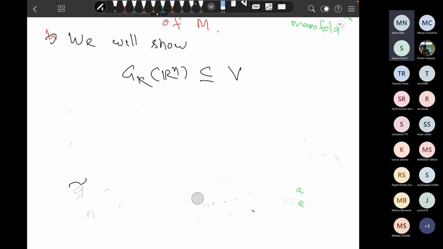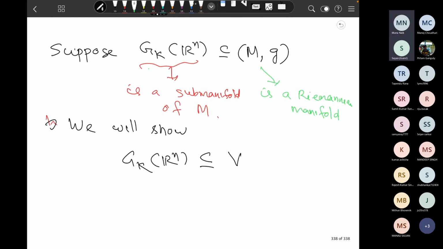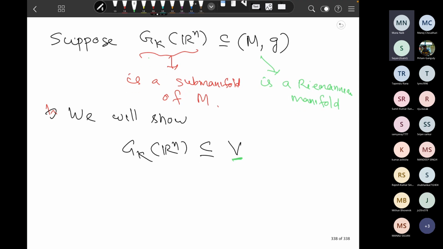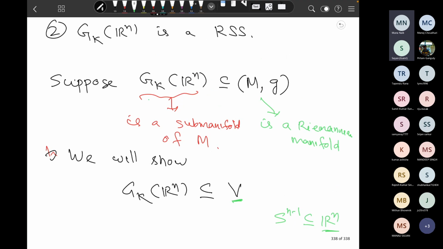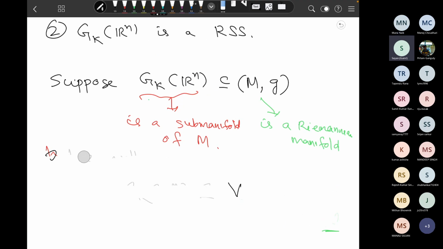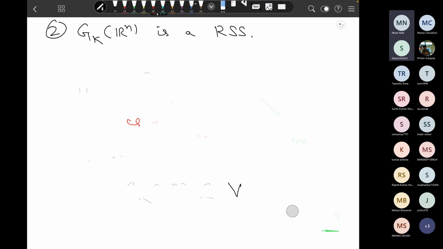So what I am saying is that I will show that G_k(R^n) is a subset of some V, where V is a real subspace of the set of all complex matrices that is also closed under conjugate transpose. We have seen that this V is a Riemannian manifold, and since G_k(R^n) will be a submanifold of V, that will give a Riemannian metric on G_k(R^n). We have used this idea in various cases. For example, S^(n-1) is a submanifold of R^n. We restrict the metric of R^n to S^(n-1), and then we get that S^(n-1) is a Riemannian manifold. This is the simplest thing, and this concept is very important. Okay, let us erase that thing.